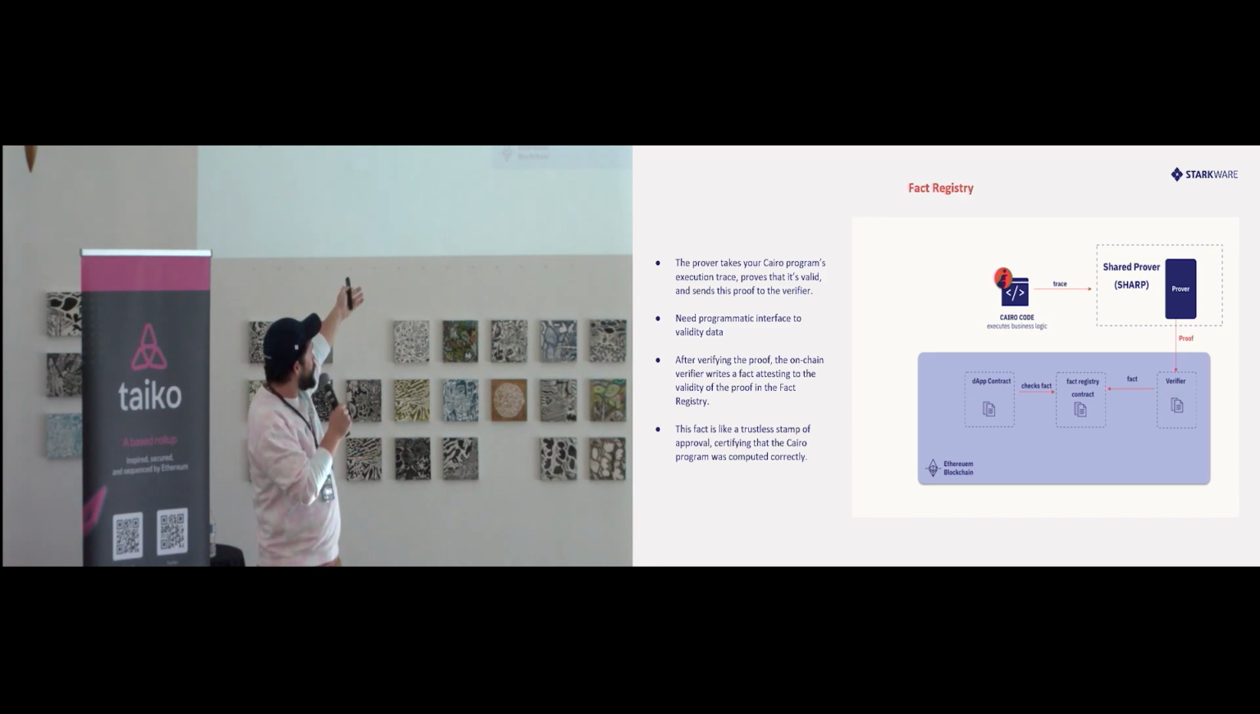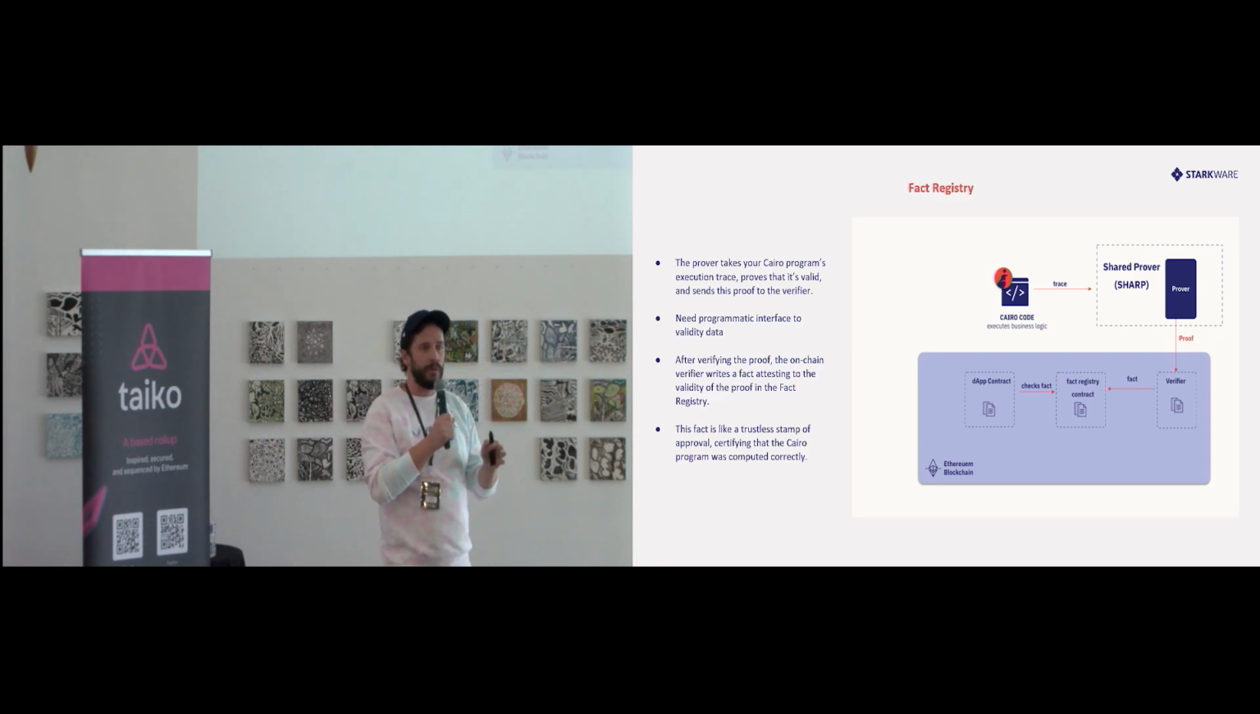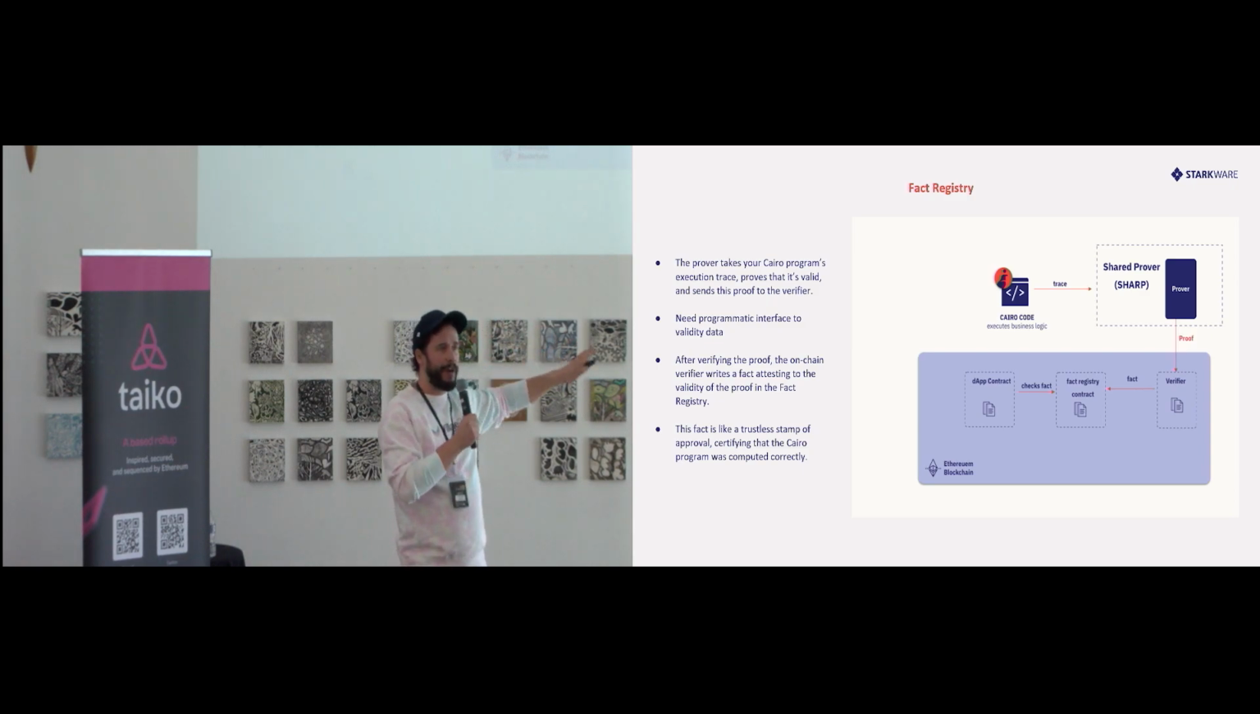So you have your Cairo code that's executed outside the context of Ethereum, your shared prover that proves it, your verifier that verifies it, and then this DApp program, this DApp contract, is running whatever you need on-chain to be verified against the fact registry. The fact now is an attestation of the Cairo execution trace that was proved.